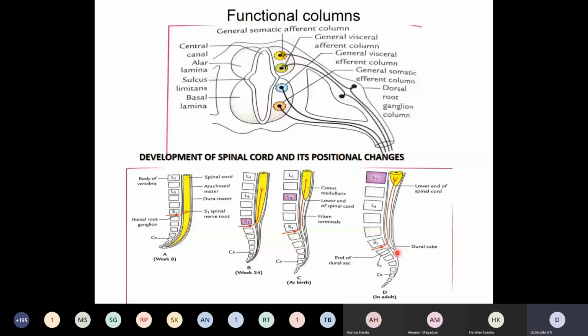Meninges, which cover the brain and the spinal cord, have 3 layers. Outermost dura mater, middle arachnoid mater, and inner pia mater. The dura mater and the arachnoid mater are developed from the condensation of mesenchymal cells around the neural tube, whereas the pia mater is from the neural crest cells.